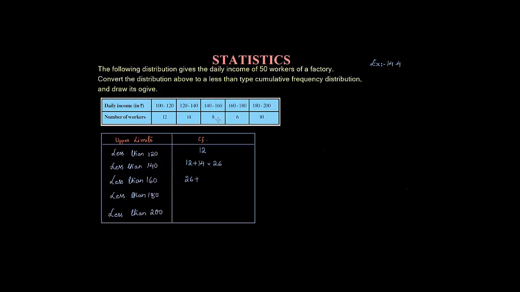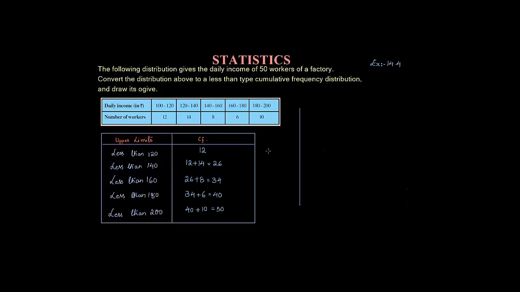plus 8. How much do you get? You will get 34. Then write 34 here plus the next one, that is 6. How much do you get? It is 40. Then 40 plus 10, which is equal to 50. So this is how you will find the cumulative frequency. Now let us draw the graph for this.